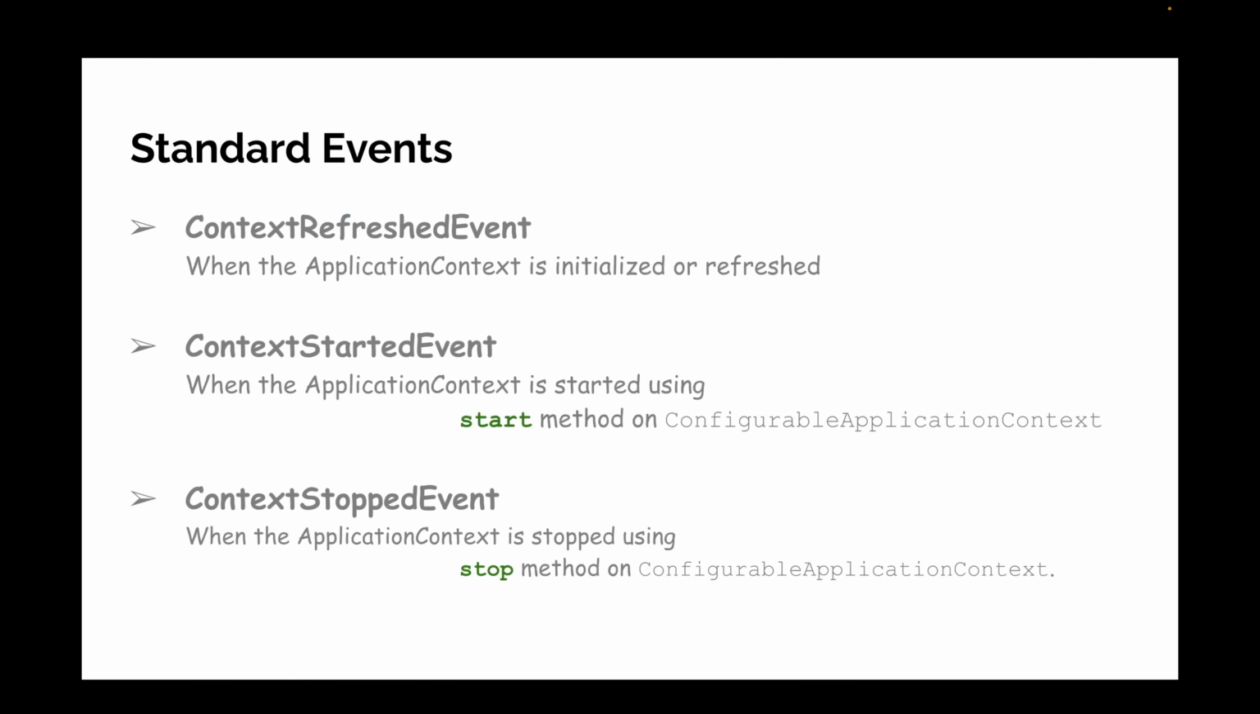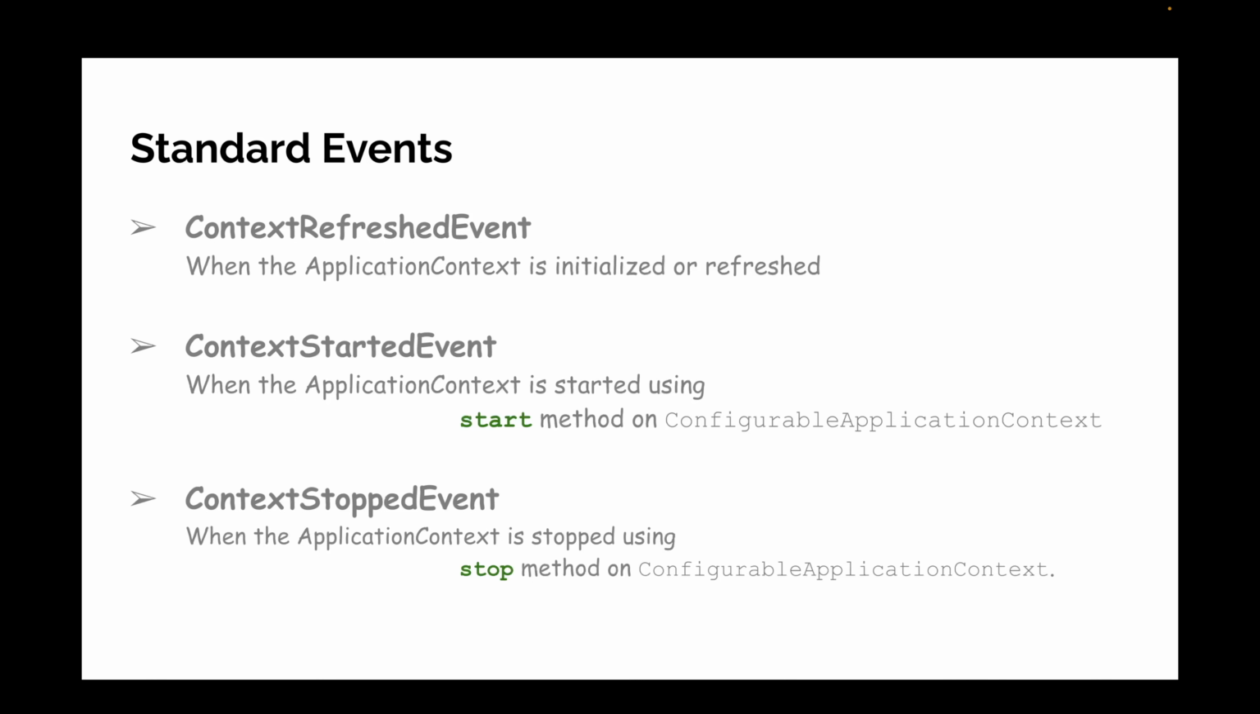Now let's go to the events. So there are two types of events, standard events and custom events. Standard events are the events which are provided by Spring context out of the box. So the first is ContextRefreshedEvent. This is fired when the application context is initialized or refreshed.